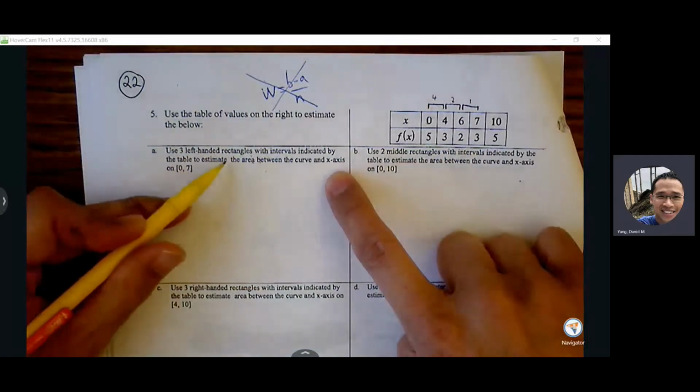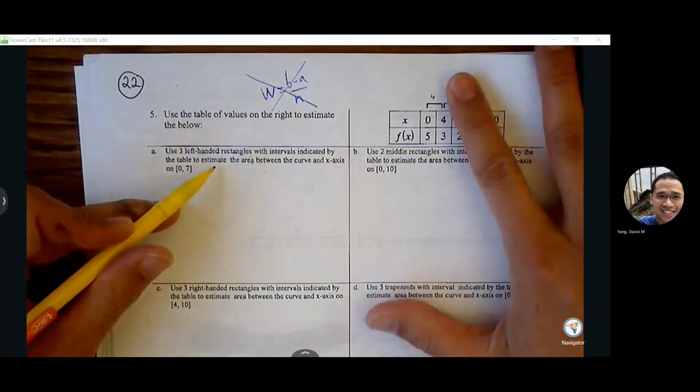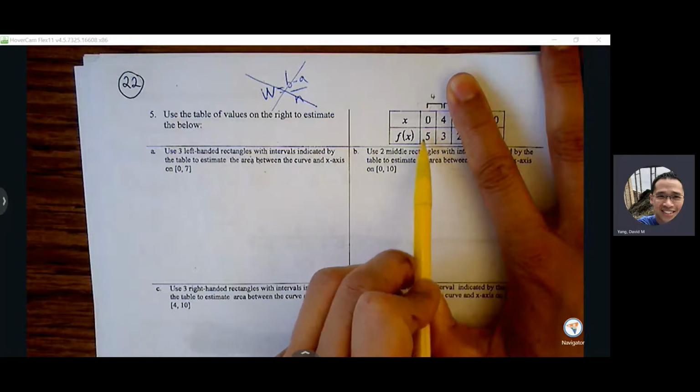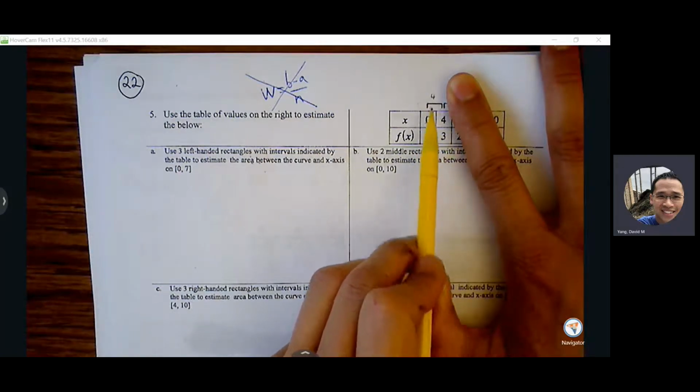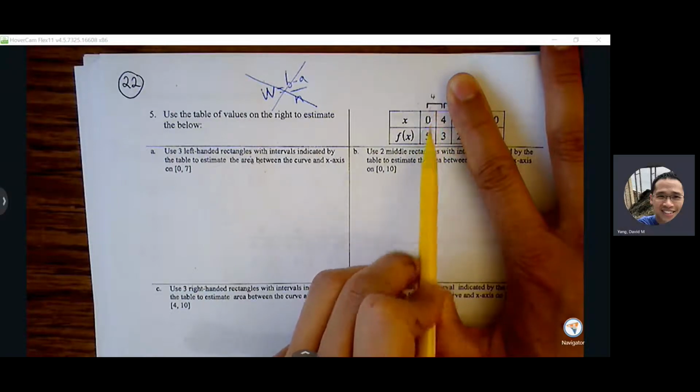Okay, it says 3 left-handed rectangles. So that means for each subinterval, we're going to pick the left height of each subinterval. We're just going to pick whatever value we see in front of us. So for the first subinterval, the height is coming from the y value. So width times height will be 4 times 5 for the first rectangle.